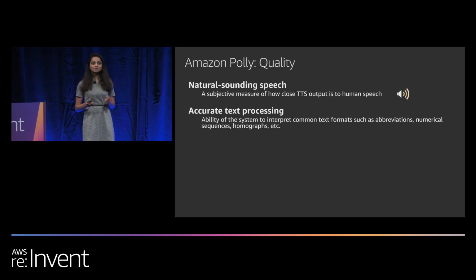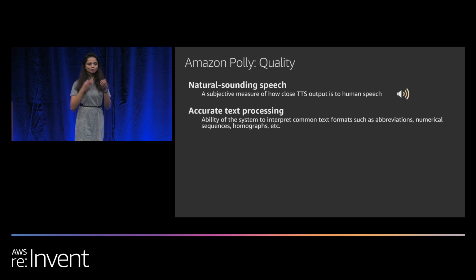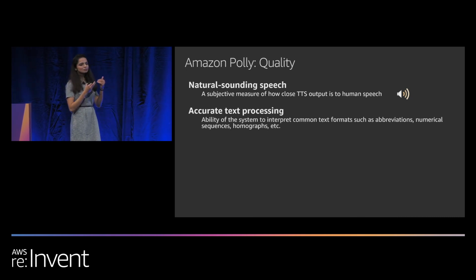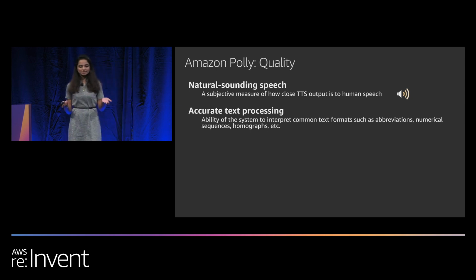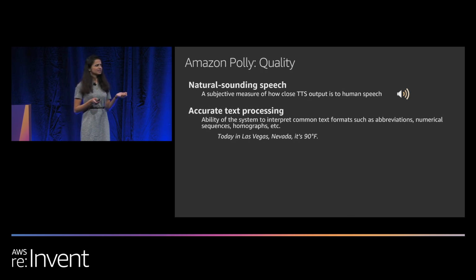So you heard that. It was almost like a person speaking back to you. It was able to punctuate properly. It was able to stress certain words. So that's Amazon Polly for you, and it interprets all these common text formats, such as abbreviations. So in this sentence, today in Las Vegas, Nevada, it's, I think, 60 degrees F, but just take it as 90 degrees F.